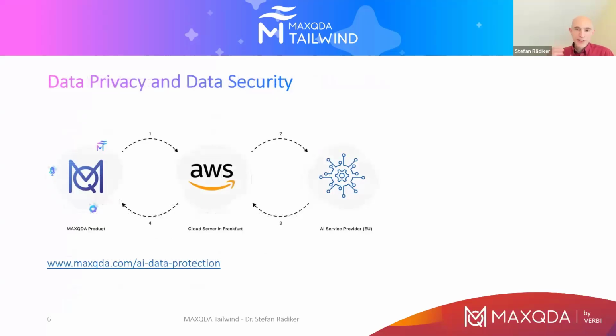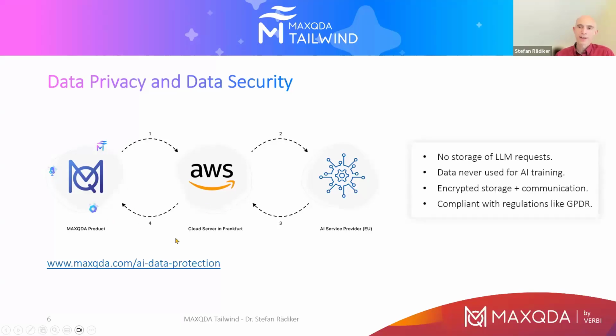And of course, the question is, where's the data stored? What happens when it goes somewhere? So let me shortly introduce this. Whenever you're using MAXQDA Tailwind, or MAXQDA AI Assist, or MAXQDA transcription, a request is sent to AWS in the cloud server in Frankfurt, and then it is sent to any of the LLMs or the AI service provider, which is located in the European Union. And then it is sent back.